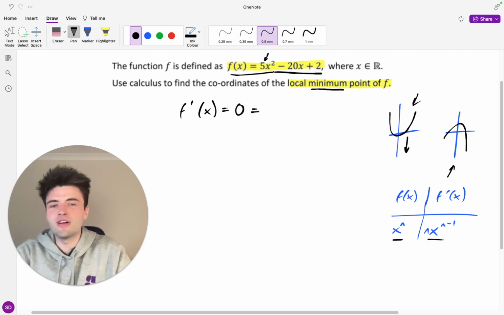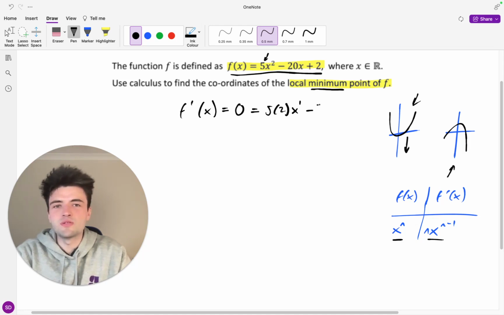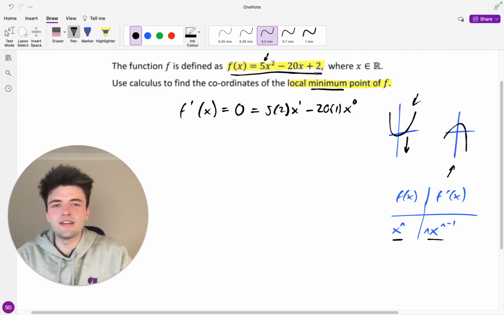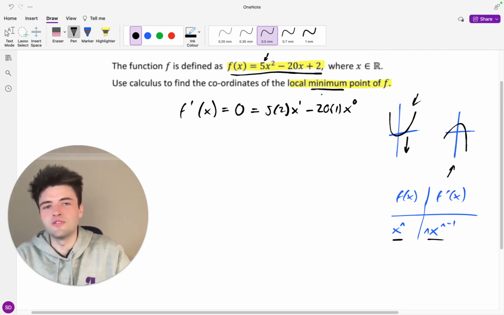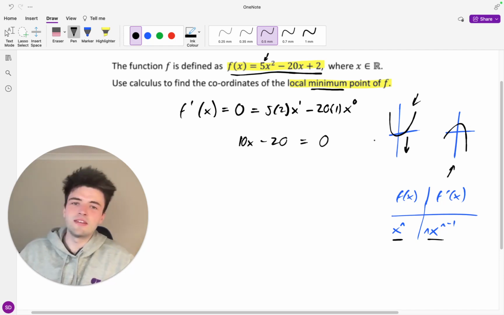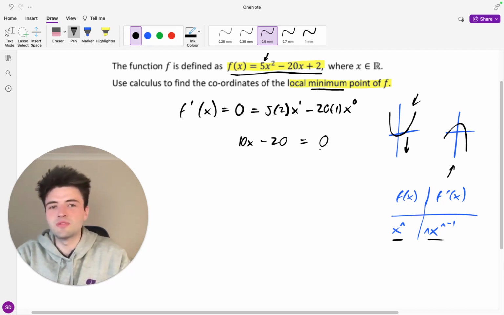So doing that for f of x, we've got 5x squared, which is going to become 5 times 2, which is our exponent, and then x to the power of 1. Our minus 20 is going to be minus 20 times 1, which is the exponent, and then x goes to x to the 0. And for the 2, that is just going to disappear because the 0 comes down in front, the 0 being the power of x for just the number 2. And so we're left with the equation 10x minus 20 is equal to 0, because we said f dash x is equal to 0.